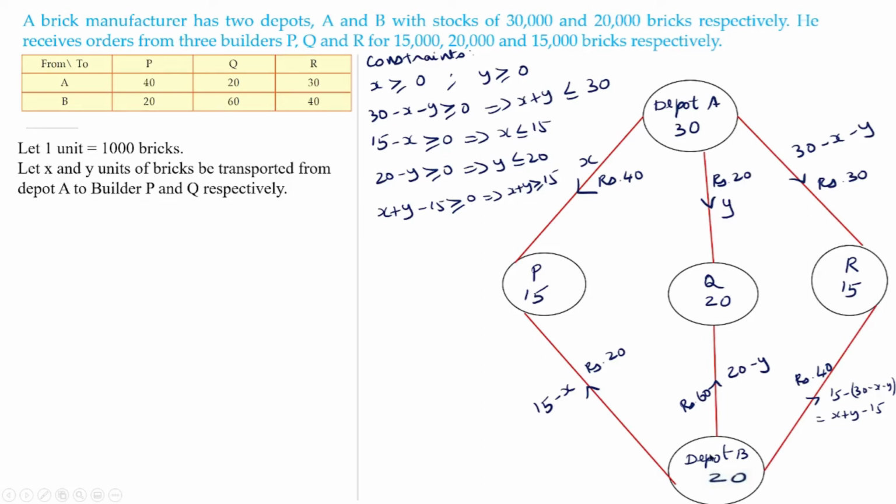Now the objective function: we have to minimize the total transportation cost. Here we can see that X units of bricks are transported from depot A to builder P. So the total cost of transporting bricks from depot A to builder P will be 40 into X. So we have to minimize Z is equal to 40X plus, and here the cost of transporting 1000 bricks from depot A to builder Q is rupees 20. So the cost of transporting Y units of bricks will be 20 into Y. So plus 20 into Y. Then plus 30 into (30 minus X minus Y). Then the cost of transporting from depot B to builder P will be 20 into (15 minus X).